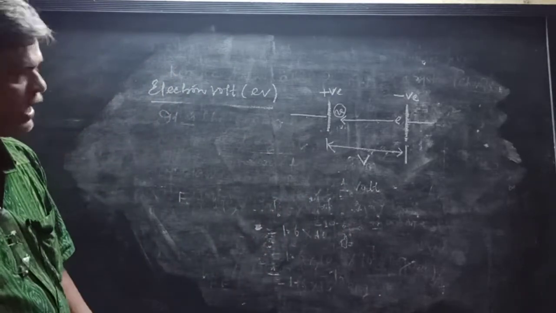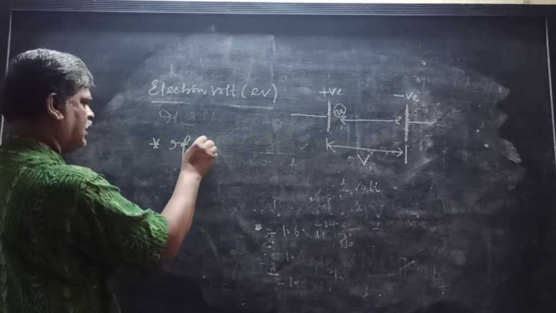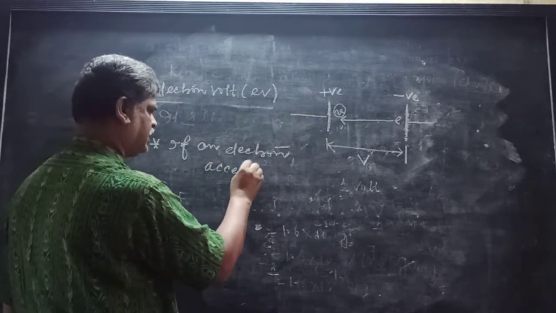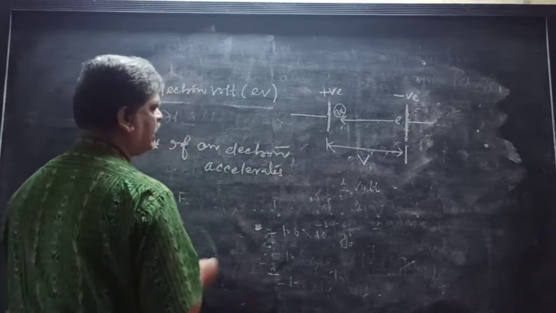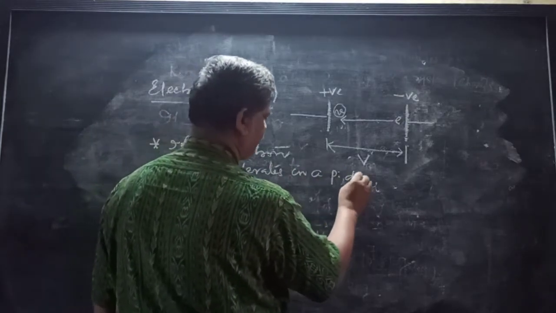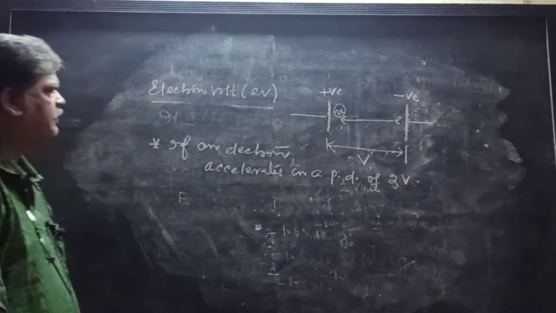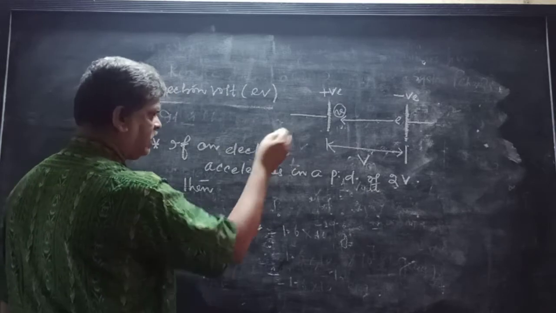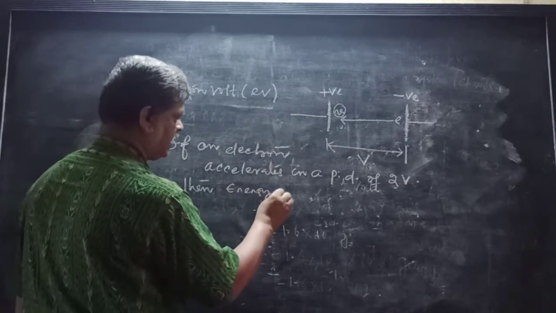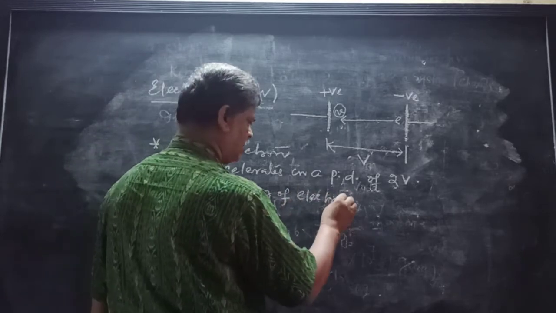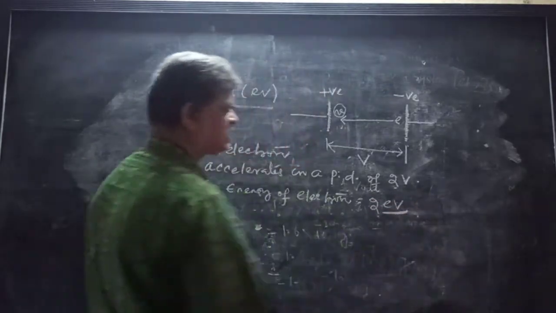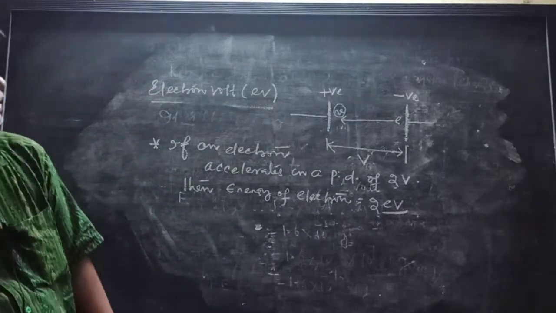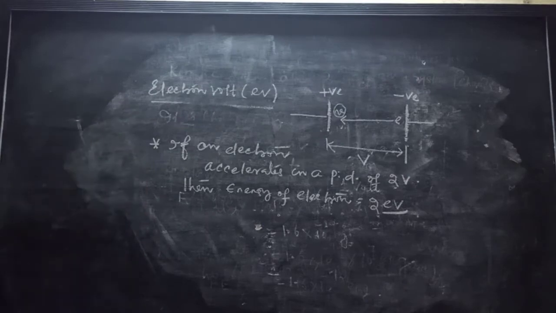So if an electron accelerates in a potential difference of 2 volt, then what is the energy? The energy of the electron, we say 2 electron volt. If the potential difference is 3, then it is 3 electron volt. Clear? So this is the potential energy and your kinetic energy.